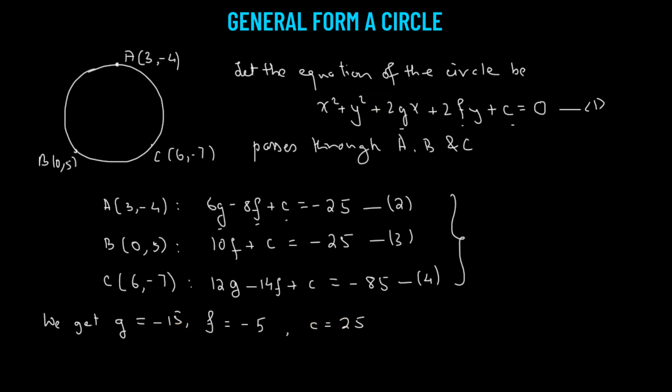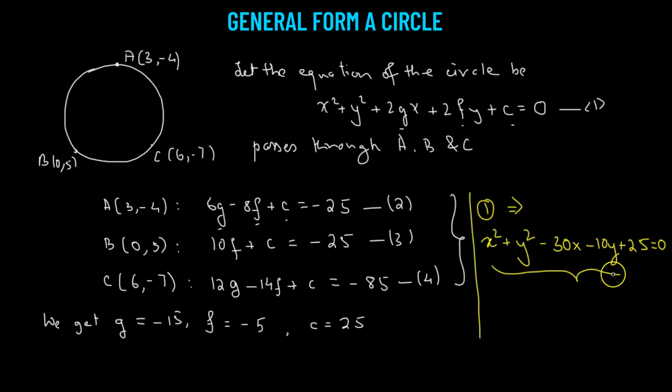We can now substitute these values back into equation number 1. So equation number 1 now becomes x squared plus y squared. If we substitute g with negative 15, we're going to get negative 30x. Then we have negative 5 in place of f. That gives us negative 10y. And the value of c is 25. So this will be equal to 0. And this is going to be the required equation of the circle.